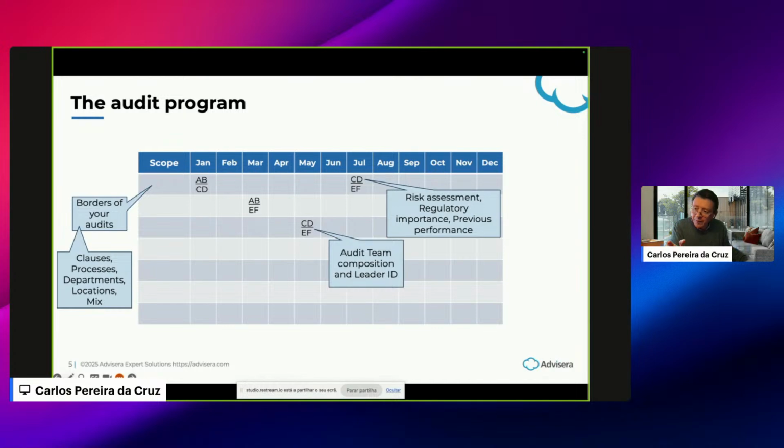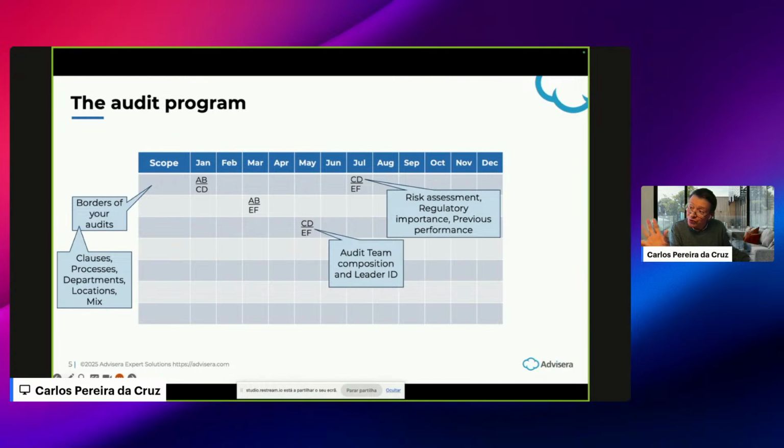The primary purpose of this program is to organize your resources. You want to be sure that you are going to audit everything. When are you going to audit? Who will audit? What will be the scope? What will be included in each audit?